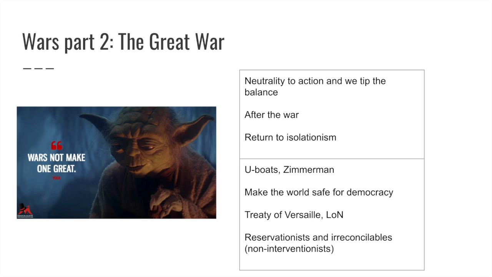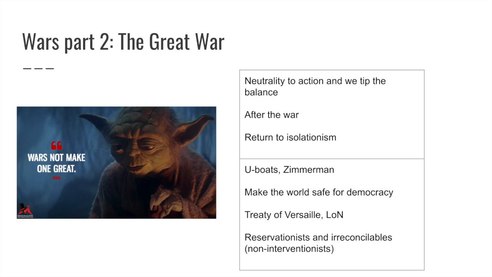And after the war, there is American involvement in the Treaty of Versailles. Keep in mind, Woodrow Wilson wrote his 14 points in an attempt to secure lasting peace and protect democracy. And as part of that, he created the League of Nations, which was meant to be a peacekeeping organization. However, America was not down with the League of Nations.